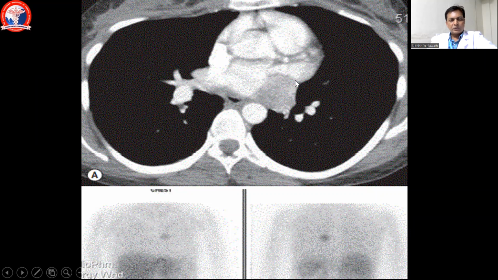Here we are seeing a soft tissue mass adjacent to the left atrium, which is almost indenting into it. The soft tissue mass, heterogeneously enhancing, is close to the left atrium, almost protruding or indenting the left atrium. Below, two MIBG scintigraphy images are there, which are showing uptake. Intense uptake is seen here. This was paraganglioma.